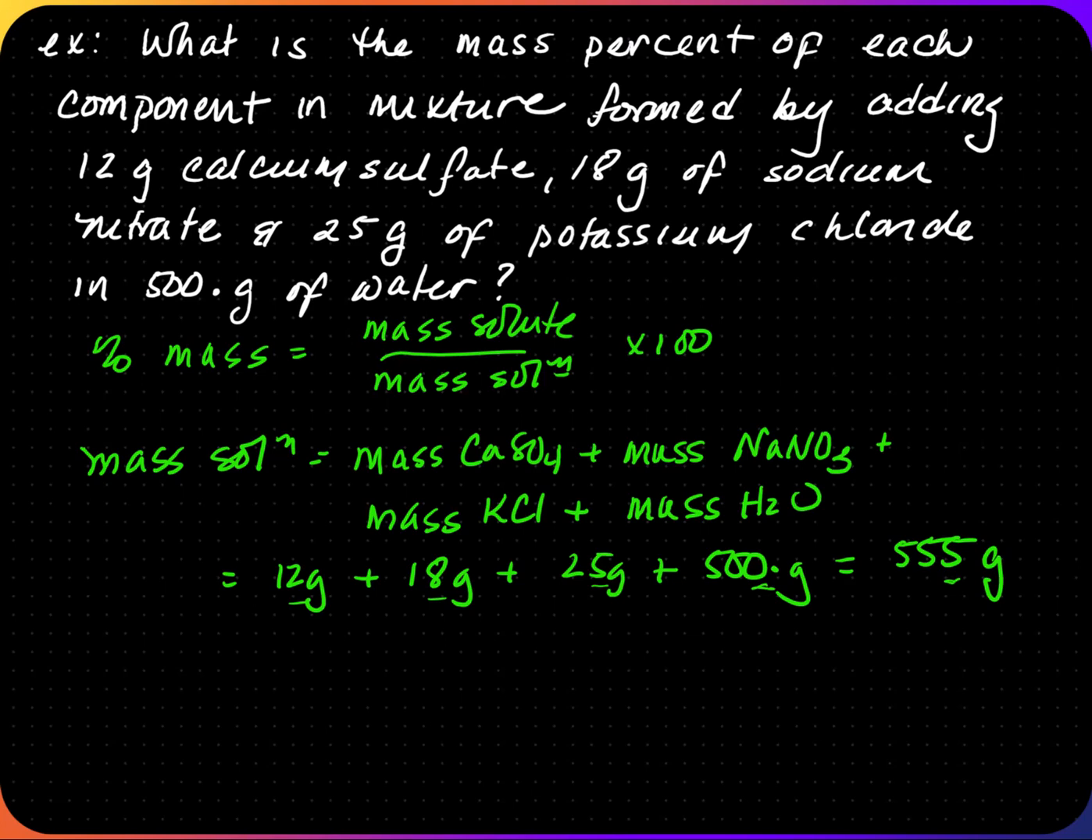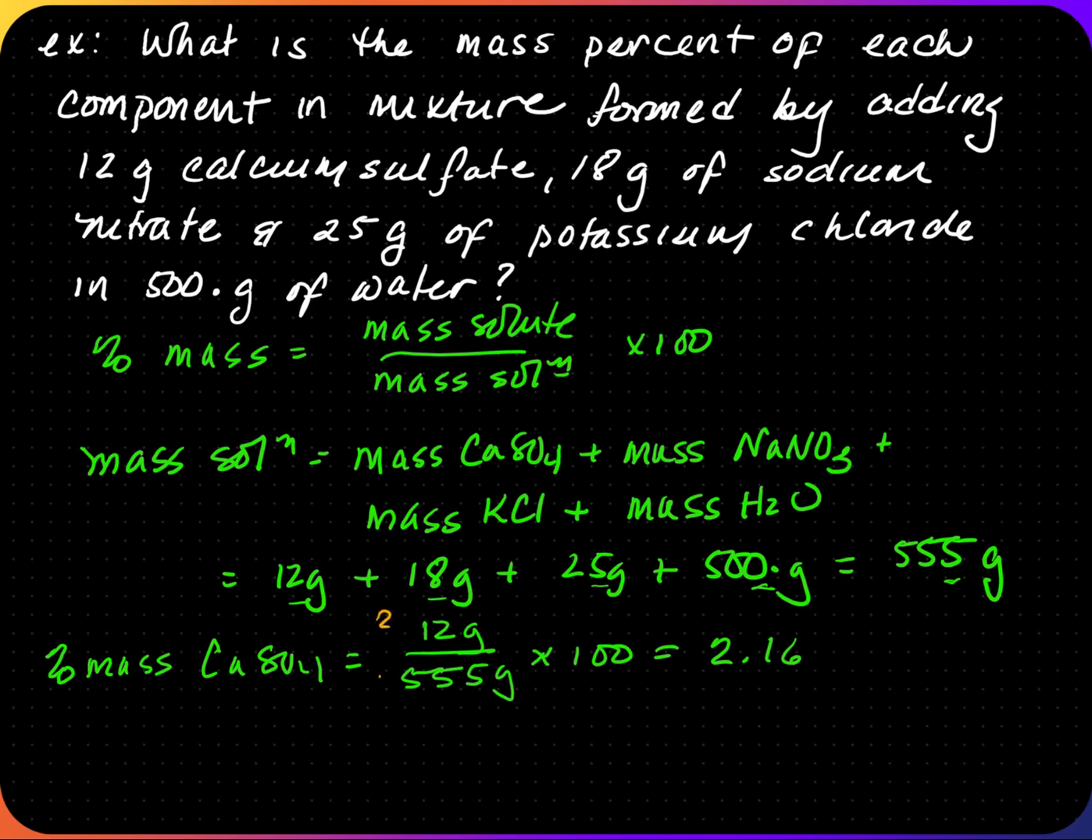So we have to find the percent mass separately for each of the components. Percent mass of calcium sulfate is going to be the mass of calcium sulfate, which is 12 grams, over the total, which is 555 grams, times 100. This equals 2.16, but with correct sig figs, because the 12 has 2 and the solution has 3, so the least amount is going to be 2. We look one to the right, so this becomes 2.2% of calcium sulfate. We'll repeat it for the other ones.